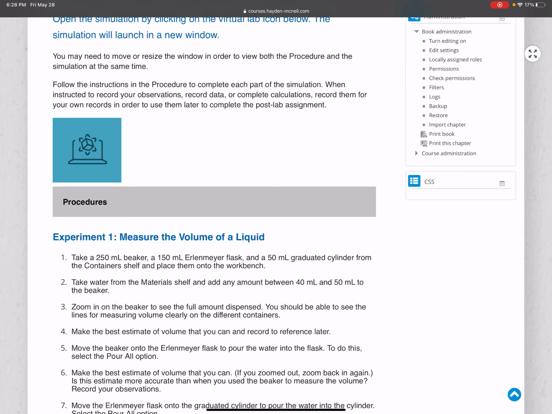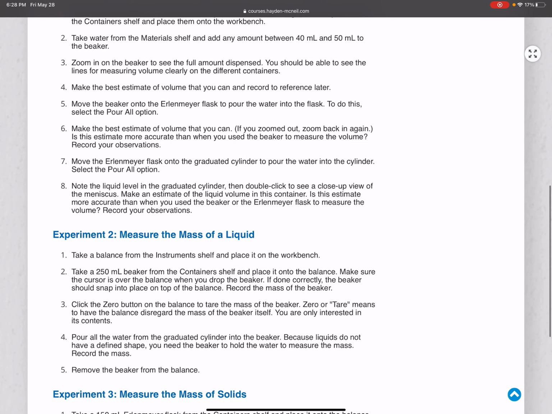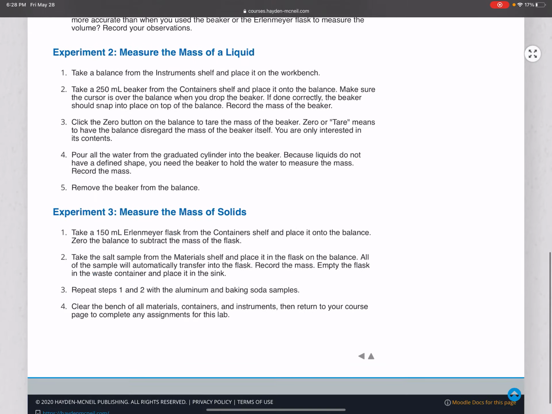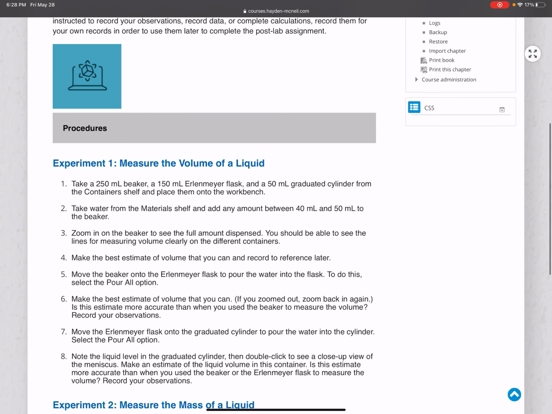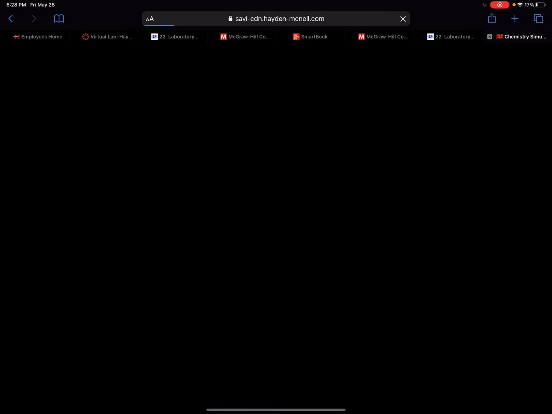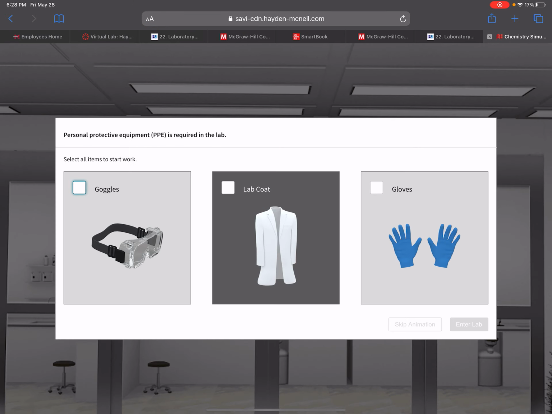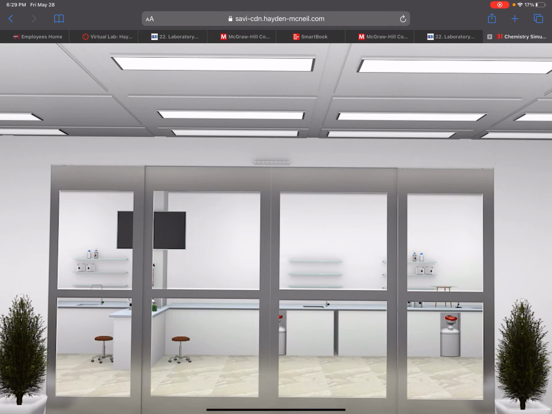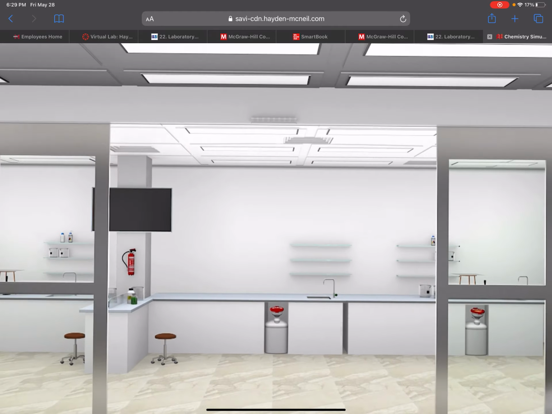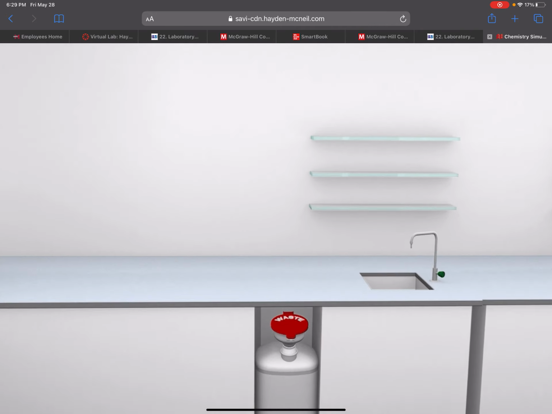It's a good idea to use two tabs because this is your procedure. The steps of what you have to do are going to be on this page, but you're going to open the virtual lab by clicking on the blue box. It's a click and drag lab, and you do whatever the procedure says. Before you start, you've got to say that you're wearing all the safety equipment. Go into the virtual lab.